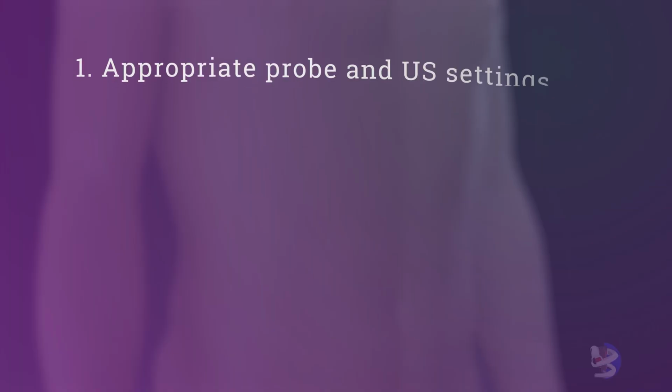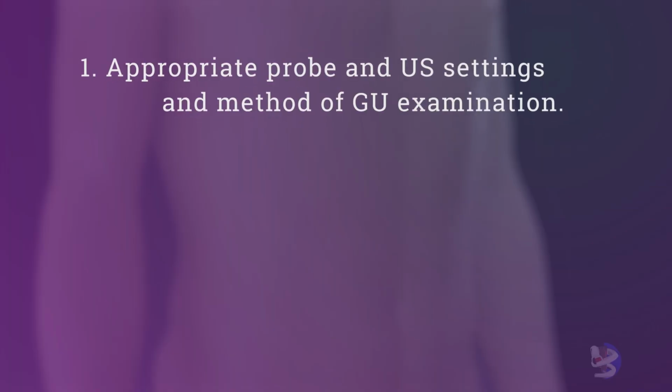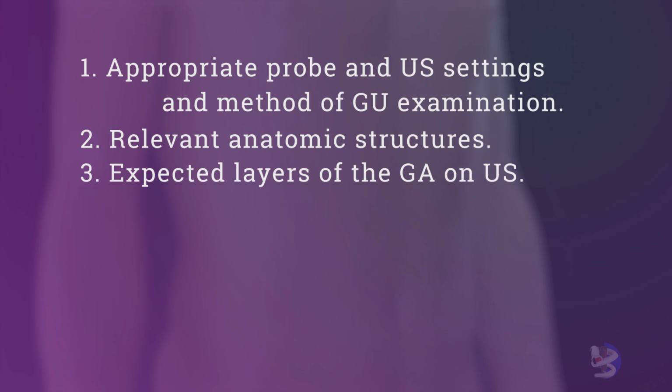By the end of this lecture, you shall be able to identify or recognize the following. Identify the appropriate ultrasound settings, probe selection, and method of the gastric ultrasound examination. Identify relevant anatomic structures that assist in the appropriate location of the gastric antrum: abdominal aorta, superior mesenteric artery, pancreas, and liver under ultrasound.